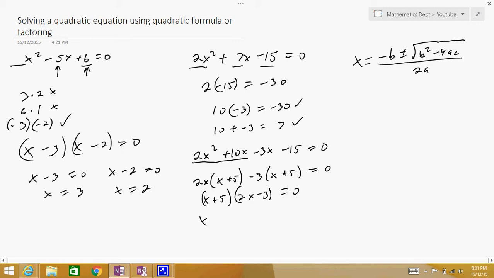And now I just simply answer the question. x plus 5 is equal to 0. 2x minus 3 is equal to 0. So x is equal to -5, and x is equal to 3 over 2.